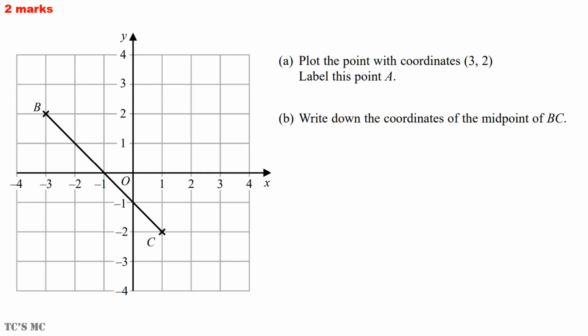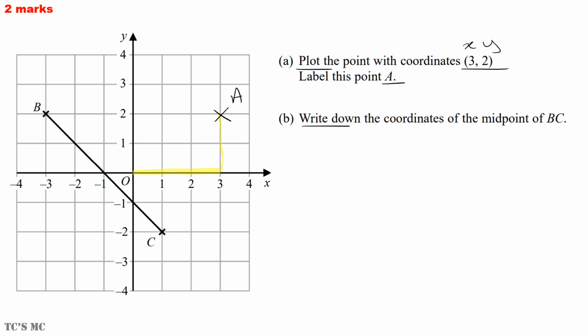Part A, plot the point with coordinates 3, 2. Label this point A. Remember, in coordinates, the 3 would be the x and the 2 here would be the y. Because both of them are positive, we are going right and we are also going upwards. So from 0, go across to 3 and then go up to 2. Mark that with an X or a dot and label it A. And that would get you 1 mark.